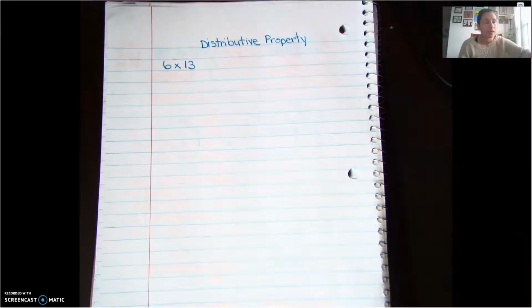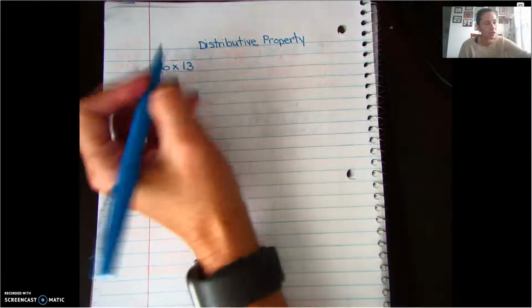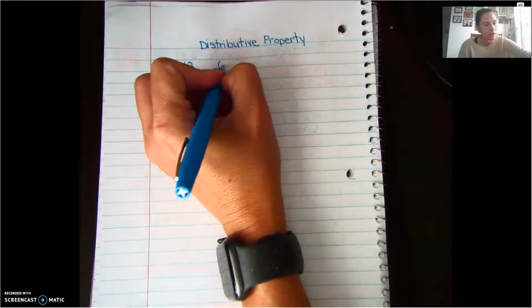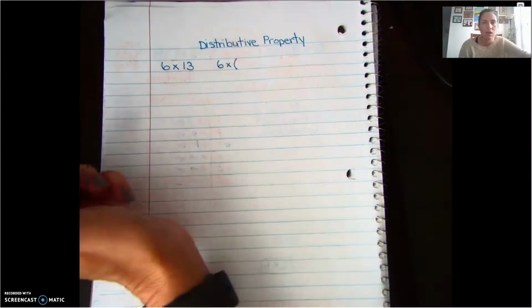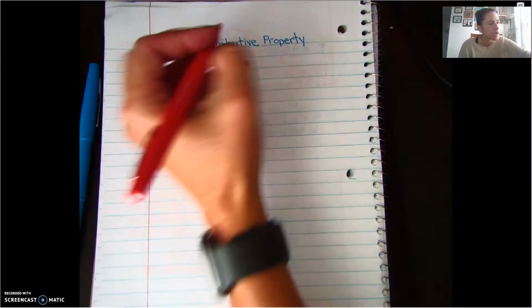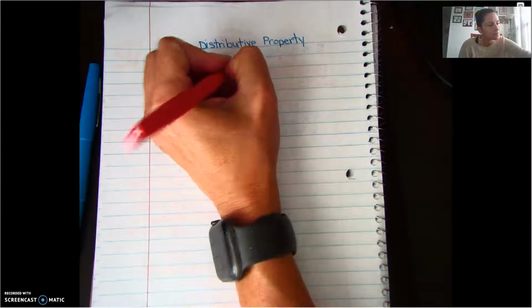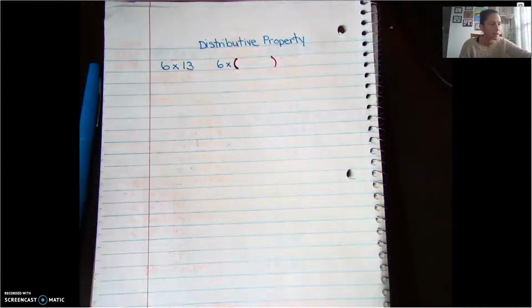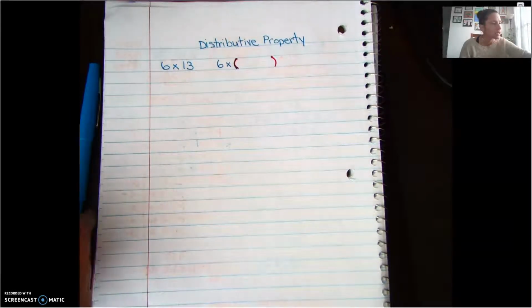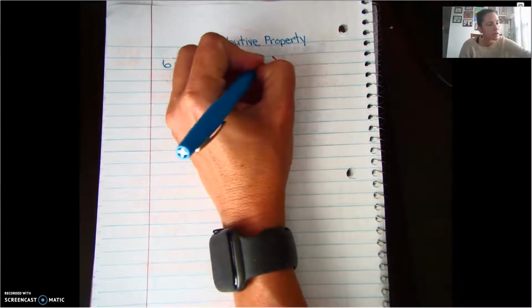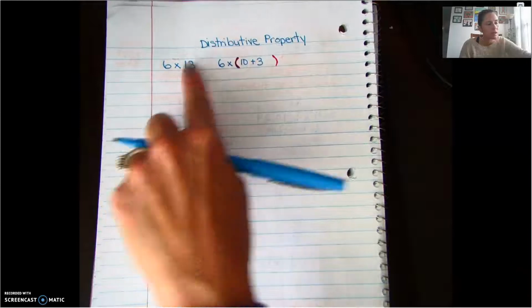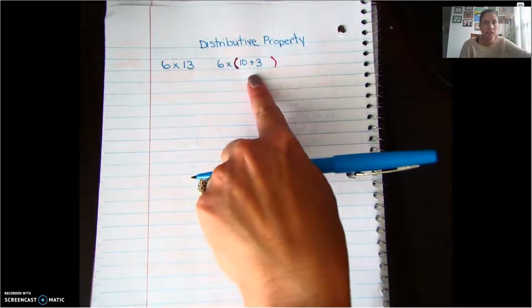So what we're saying is that we can break this number into a smaller number. So we still have 6 times, and then we use these that are called parentheses. Actually, let me do these in red. And I can think of something that is easier for me to multiply. So when I think of 13, I can think of 10 plus 3. So 10 plus 3 is the same as 13.